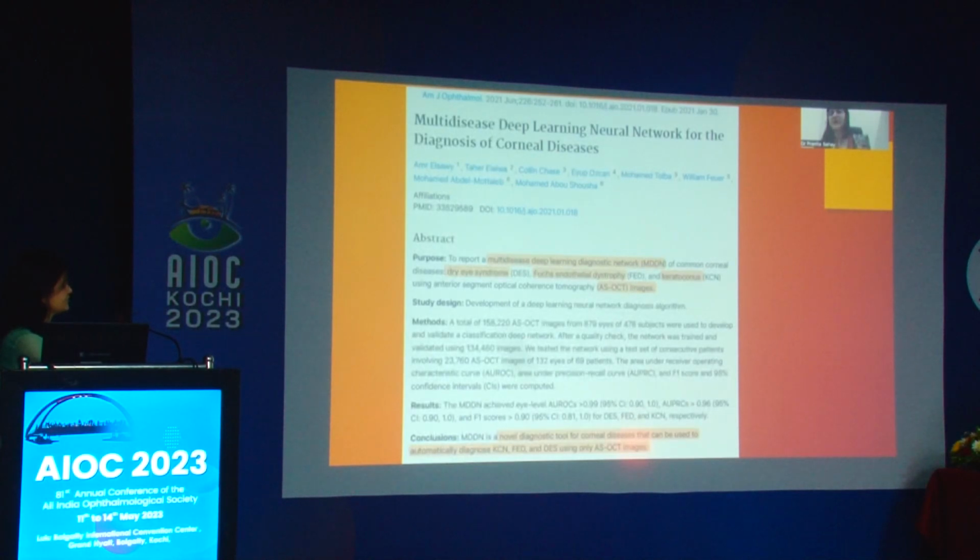So development and refinement of such softwares in future is something which will be most promising for clinicians to use in daily practice.